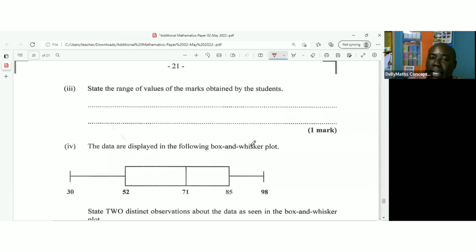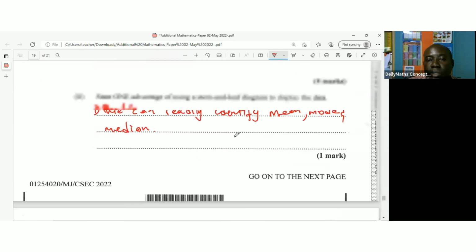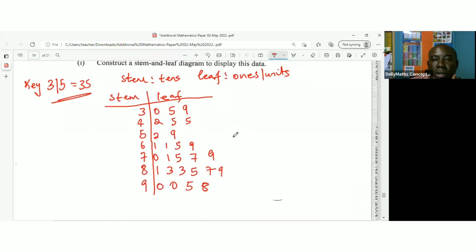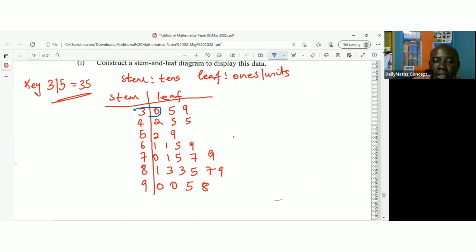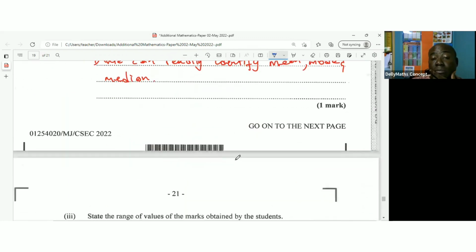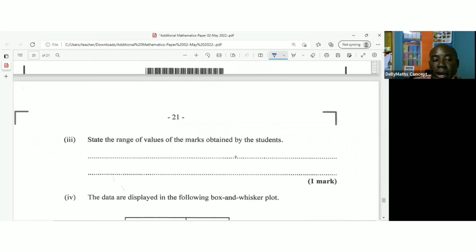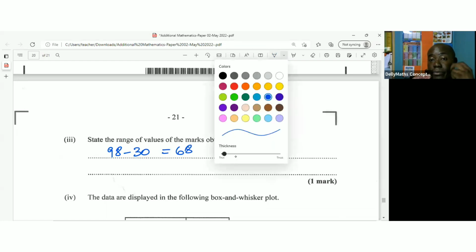State the range of values of the marks obtained. So we just go back, and this is one of the quick things too, because if I'm stating the range, I could just quickly look and I'll see 30 and I'll see 98. So my range is to subtract that. So quickly, my range is 98 minus 30. And there it is. I'm getting 68 quickly. So that's that. So 68.